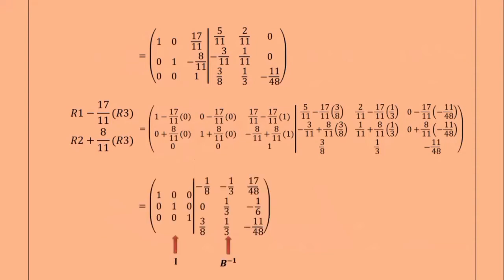And lastly, this is our new matrix, and you notice that the left-hand side matrix is now an identity matrix, so that means the matrix at the right-hand side is the inverse matrix. We get B inverse equals negative 1 over 8, negative 1 over 3, 17 over 48, 0, 1 over 3, negative 1 over 6, 3 over 8, 1 over 3, and negative 11 over 48. So that's how we find the inverse matrix by using ERO.